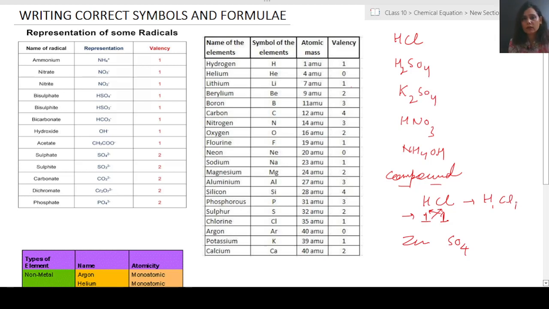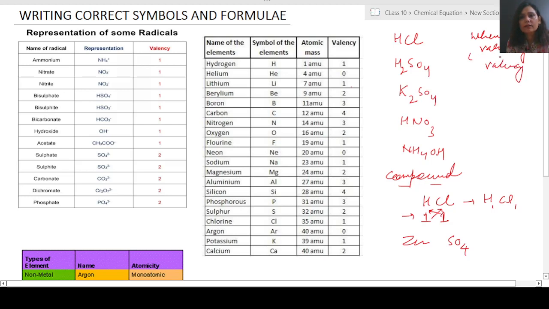Now here you have to remember that whenever the value of valency, meaning the number, is the same or 1, it is never shown. Clear? So here it is H1Cl1, but we will not write 1, we always write HCl. Why? Because 1 is never shown.